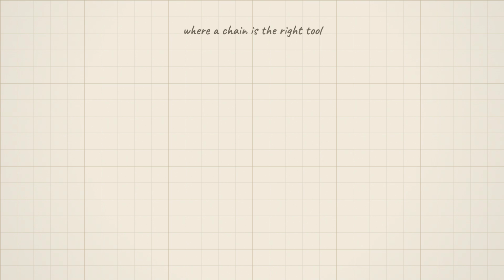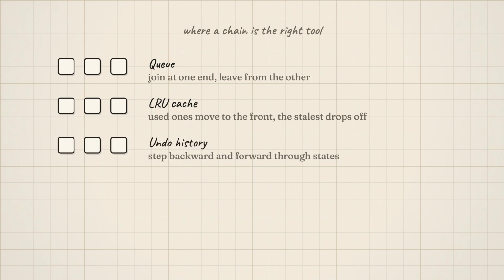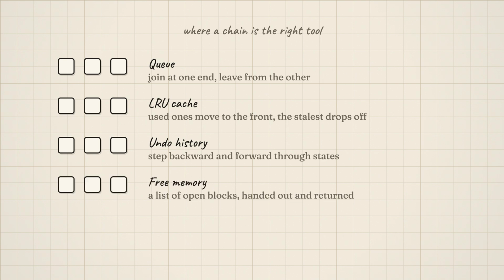Linked lists show up wherever a program is constantly adding and removing things, but rarely needs to jump into the middle. A queue is the simplest. Things join at one end and leave from the other, just a chain with a head and a tail. An LRU cache, the kind that drops whatever you haven't touched in the longest, keeps its entries in a doubly linked list. A used one moves to the front, and the stalest falls off the back. The undo history in your editor is a chain of states you step backward and forward through. Even your computer's free memory is often just a linked list of open blocks, handed out and linked back as programs start and stop.